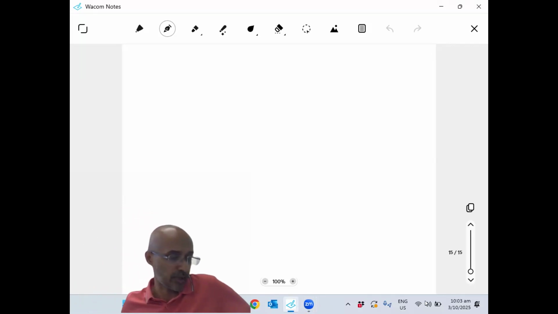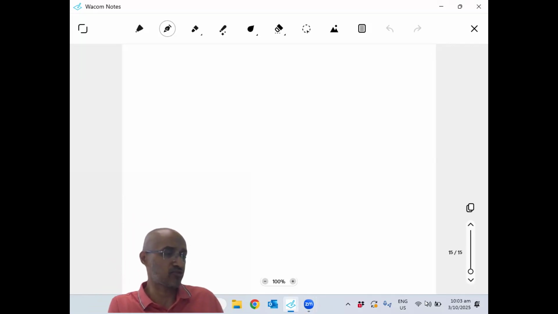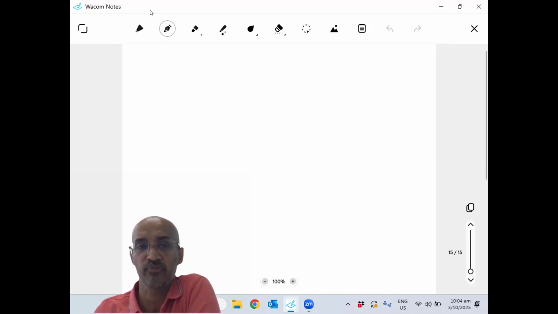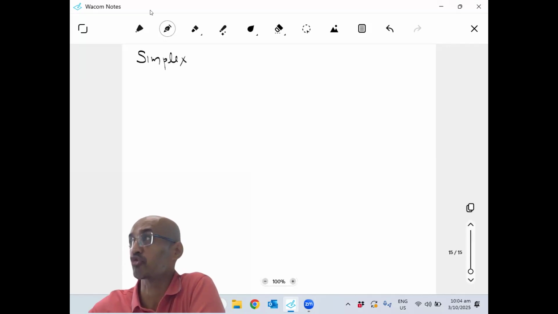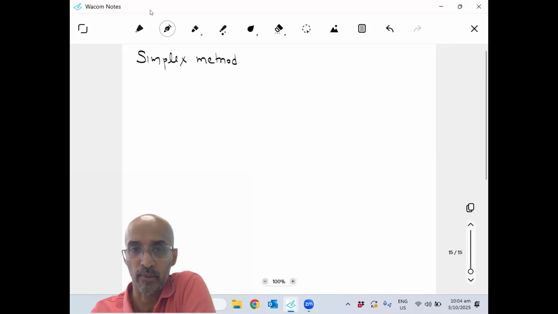So let's start with the simplex. Just a quick recap of some concepts which we will use today. In fact, I'll start with the algorithm itself. So I'm going to first describe the simplex method using a tableau. As I do this, I will also revise some of the concepts that we require from last class.